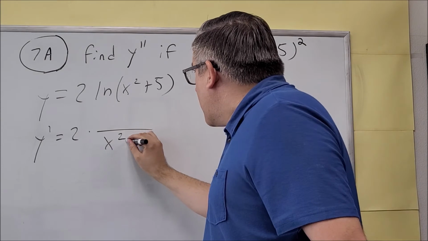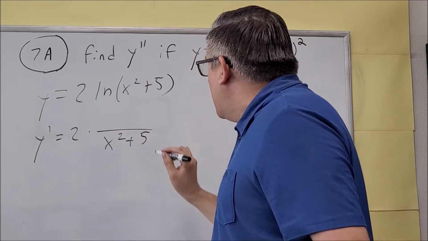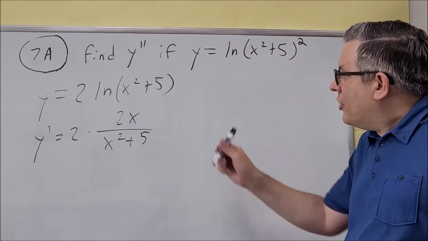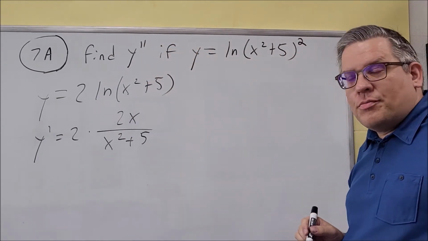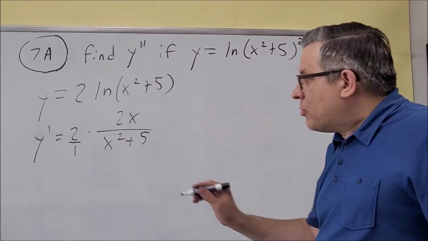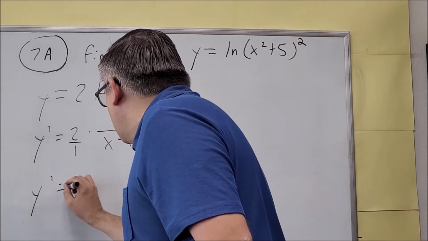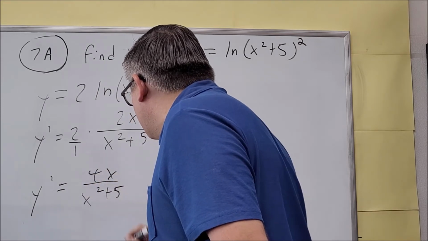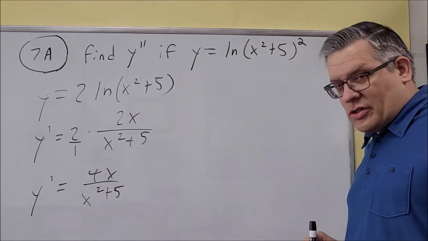The u is x squared plus 5. The derivative of that is going to go on top. So the derivative of the u is 2x. This is really like 2 over 1. So when you multiply that, you're going to get 4x over x squared plus 5. Now, that's the first derivative.